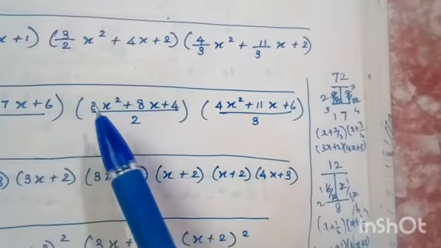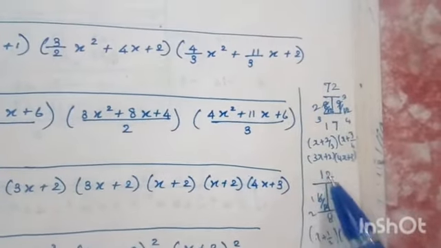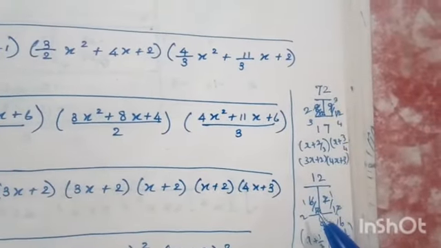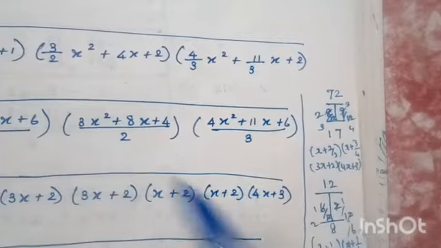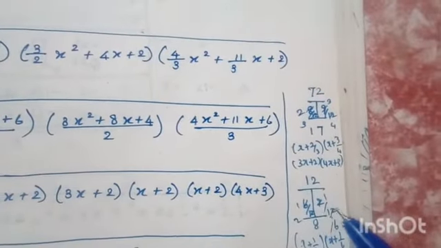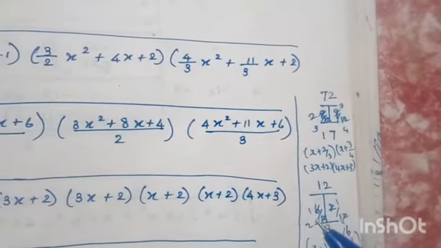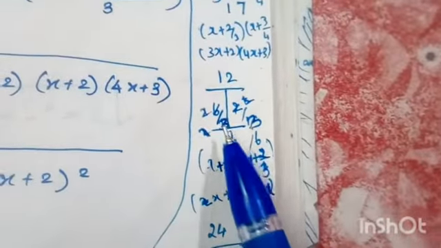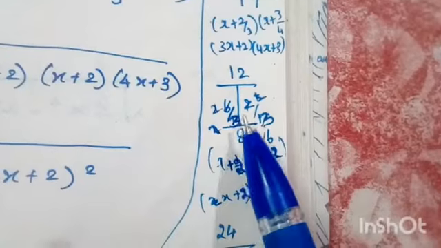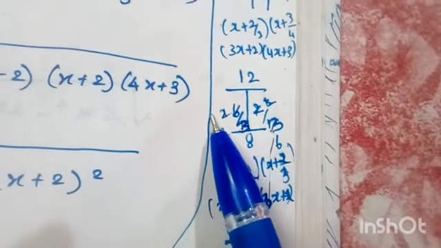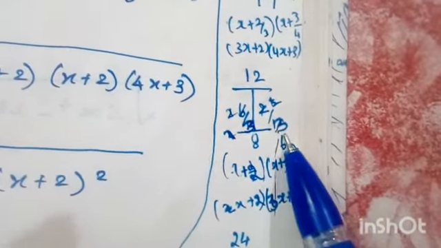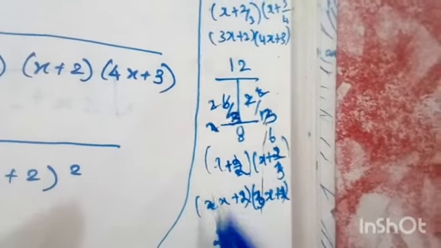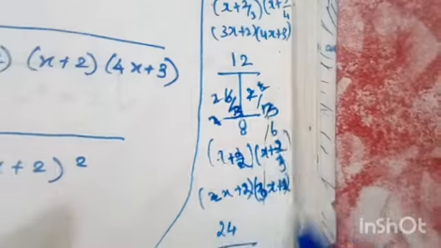The second one, 3 4s are 12, that is the product value, adding value 8. So the factors are 6 and 2, divided by 3, since in the beginning we multiplied with 3. 1 3 is 3, 2 3s are 6. Here cancelling is not possible. So x plus 2 into x plus 2 by 3. So that is x plus 2, 3x plus 2.